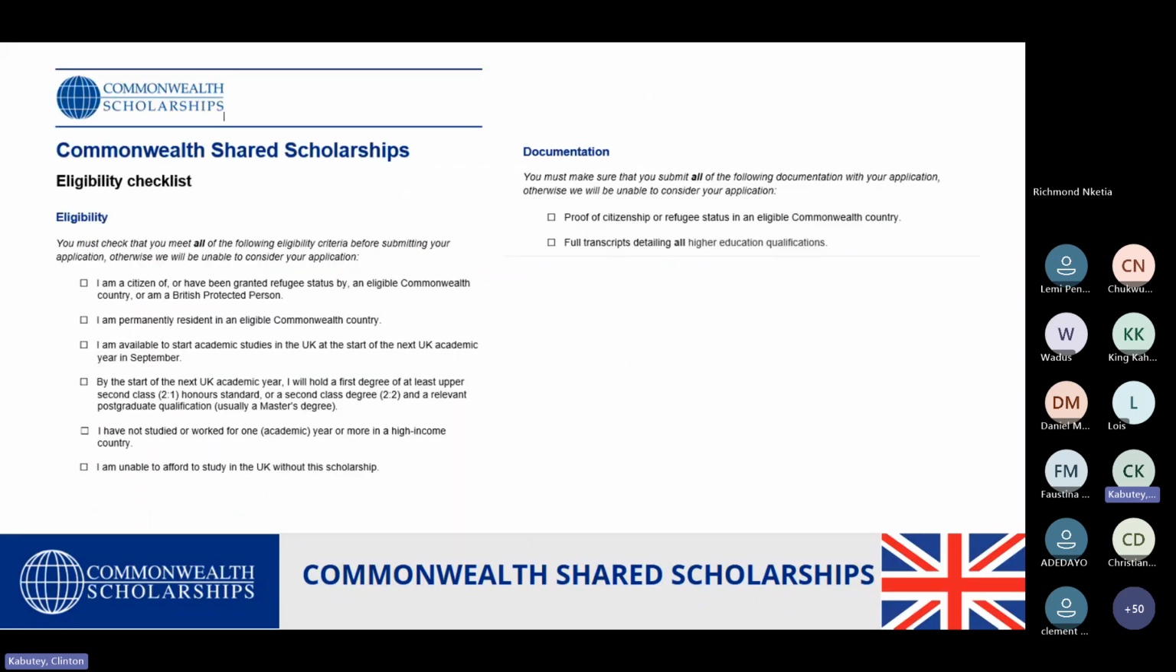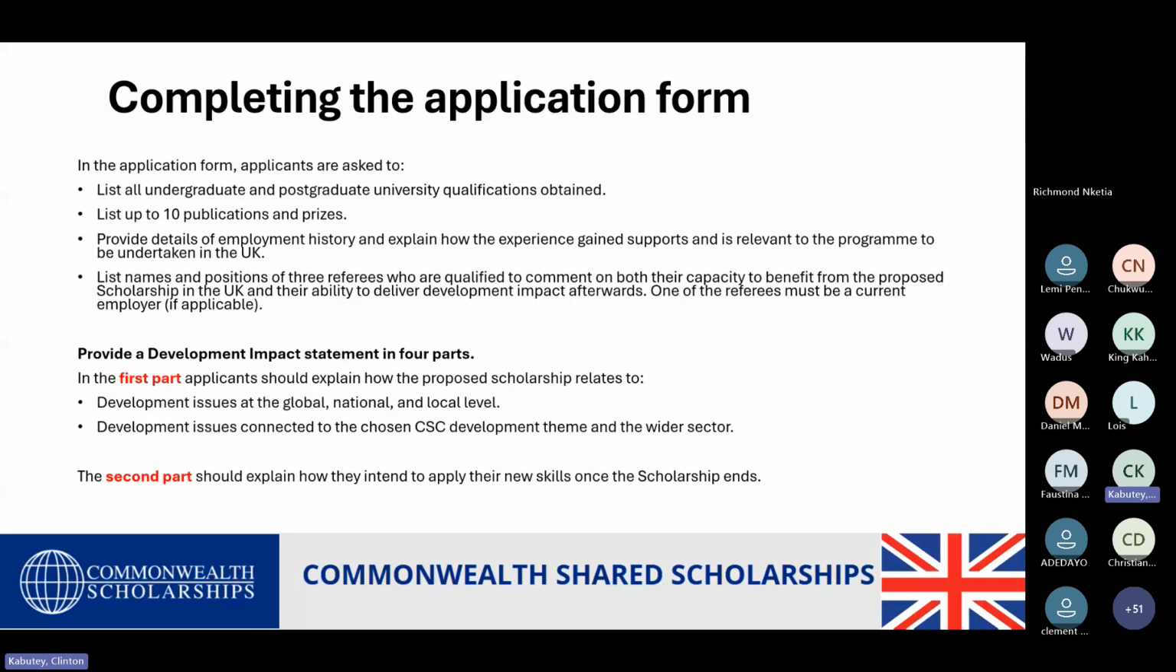And then we have a checklist. I've gone through all of this. You need to be a citizen. You need to be permanently resident. You need to be available to start academic studies, your degree, and then you should be unable to afford to study in the UK without a scholarship. And then from there, we get back to completing the application form.